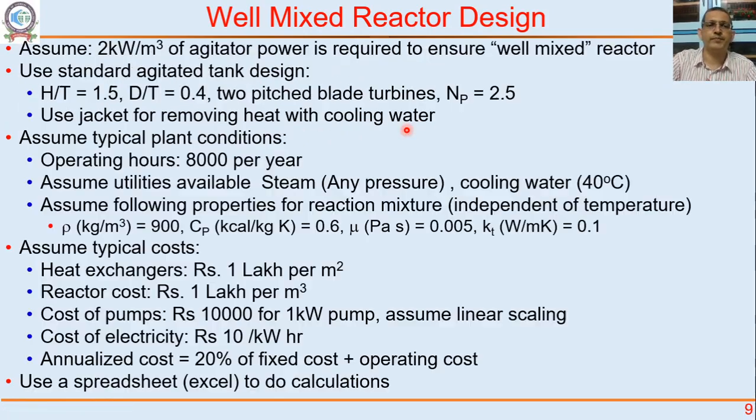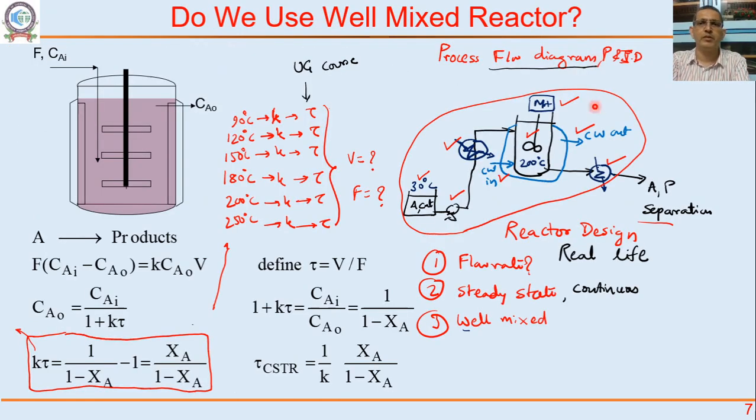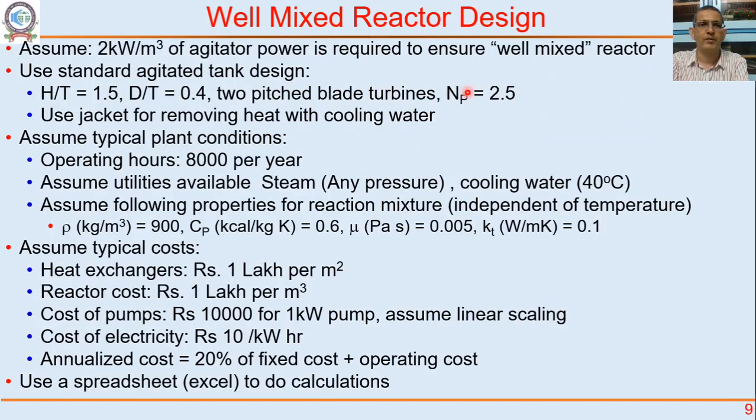Here are some thoughts. Assume that 2 kilowatts per meter cube of agitator power is required to ensure a well mixed reactor. So I'm going to require 2 kilowatts of power per unit volume. If the reactor is 10 meter cube, I will require a 20 kilowatt motor. If the reactor is 100 meter cube, I will require a 200 kilowatt motor.